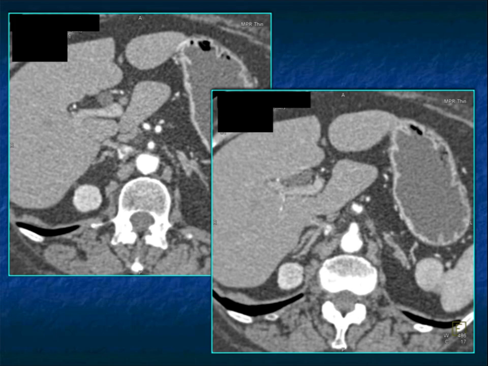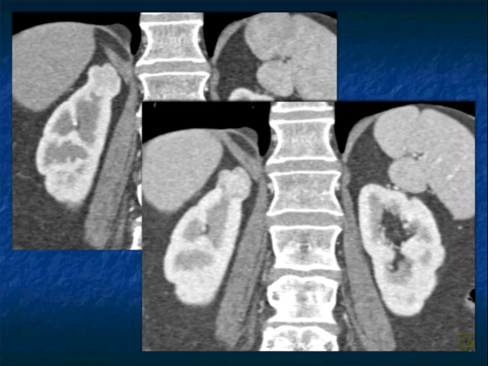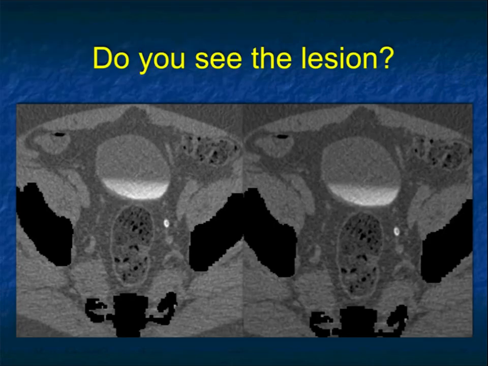Or in this case, this was read as a normal study, and you look at the right kidney, this was felt to be the upper pole, and it kind of looks sort of like the upper pole till you look at the coronal view and you realize it's a solid tumor. It's a carcinoma off the upper pole. So again, routinely looking at the coronal views will make your life easier. It will avoid errors and increase your accuracy. Again, sometimes things on axial views are really understated.